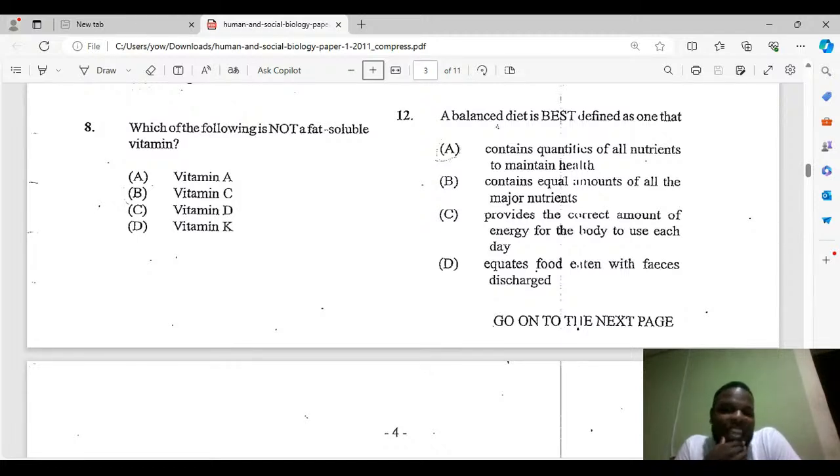I will lean to A. Why? Because A contains the quantity of all the nutrients to maintain health. So it's specific, it's speaking to health. While B is saying contains equal amount of all the major nutrients, but for what reason? It's just saying to contain equal amounts of all the nutrients, but for what?